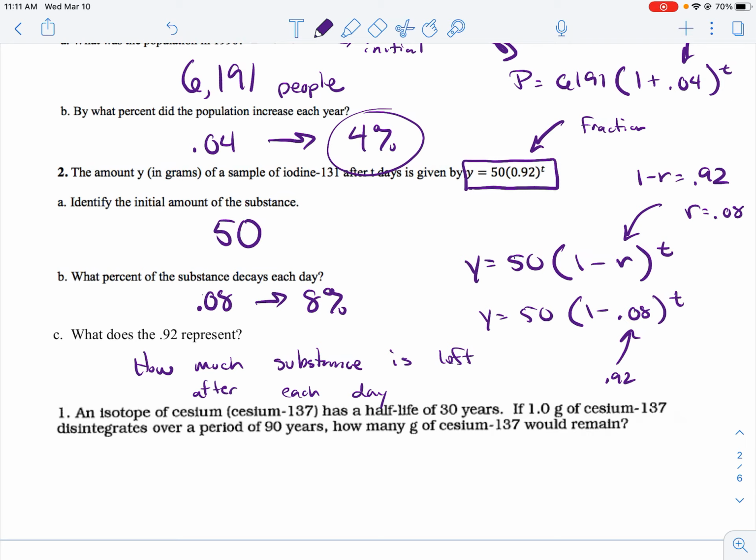After that first day, we have 92% of our original product, right? We have only lost 8 points, or 8%. And then after the second day, we got 92% of what we had that first day, right? So you keep taking 92% of what you have left each day. So that just represents the amount of substance left after each day.